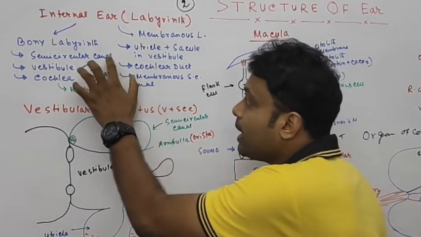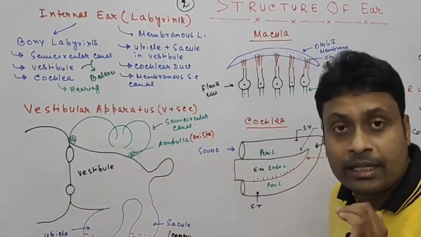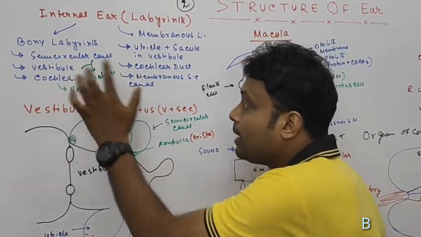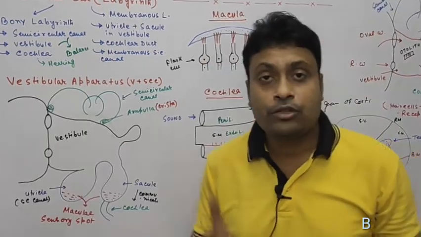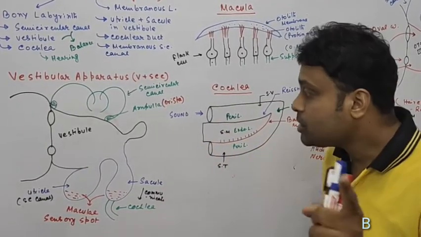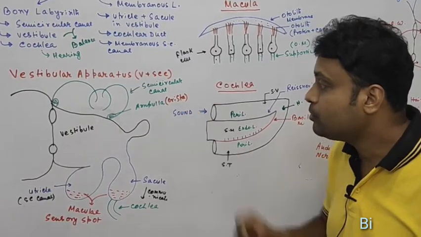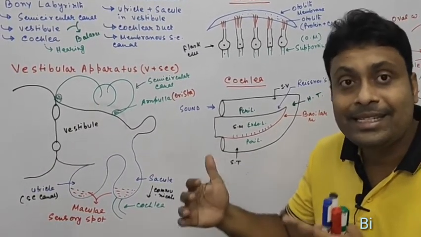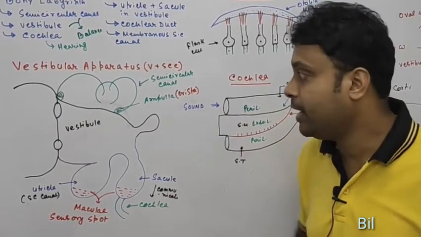Actually, the semicircular canal and the vestibule serve as the balancing organ, and in the semicircular canal and the vestibule there are two different sensory spots. In the semicircular canal, the most important sensitive spot, which is known as the cristae, helps in balance. So this can detect the movement of our head.